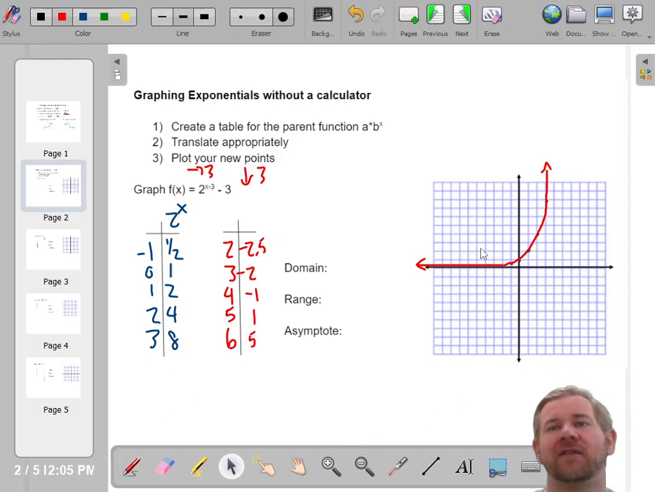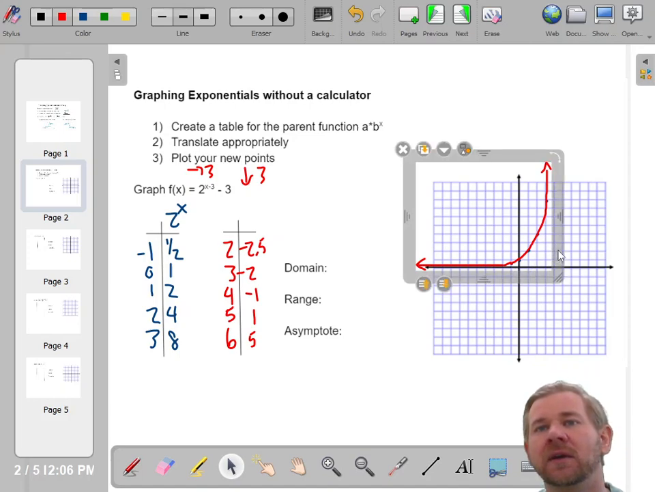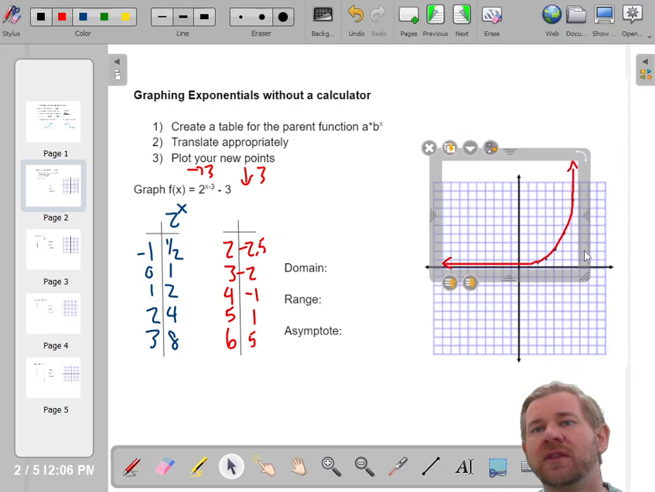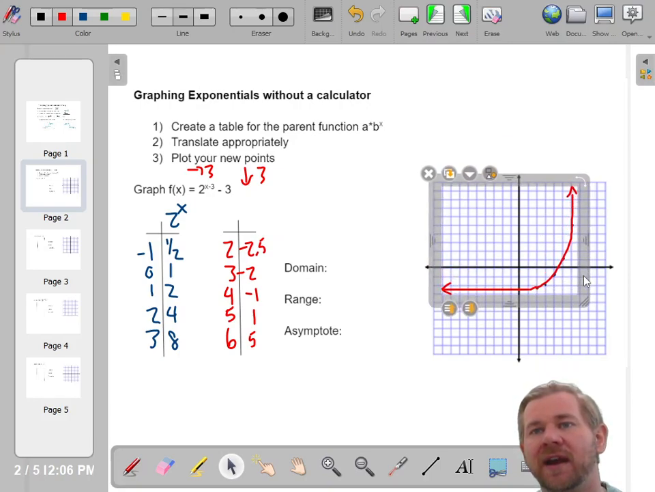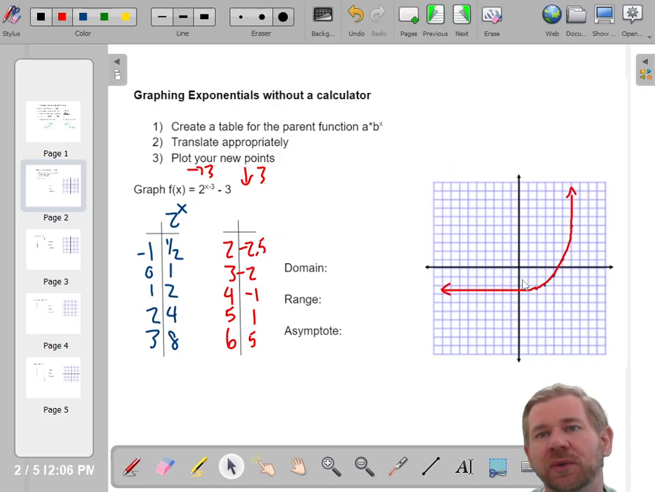So if I take this point at 0, 1, I'm going to go right 3, and then down 3. Right there is the table that I just made. It looks like it's at 2, negative 2.5, yep. 3 is at negative 2, 4 is at negative 1, 5 is at 1. See, I just moved it over. That translation gave me this new function. So we're just going to start with a parent function and then do a translation.